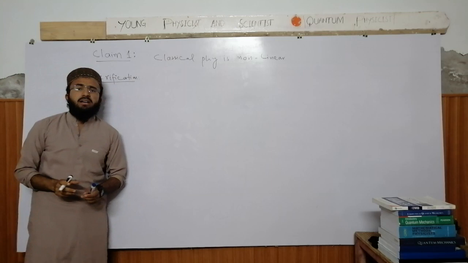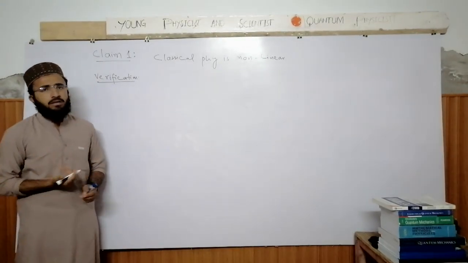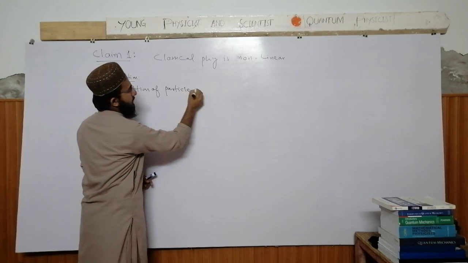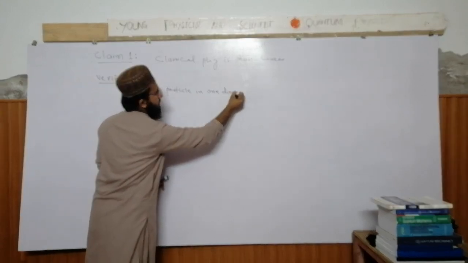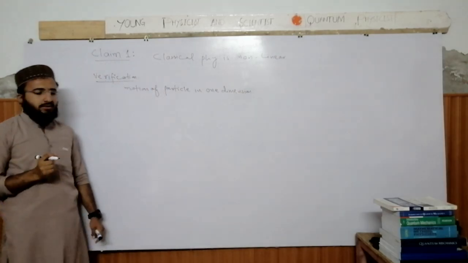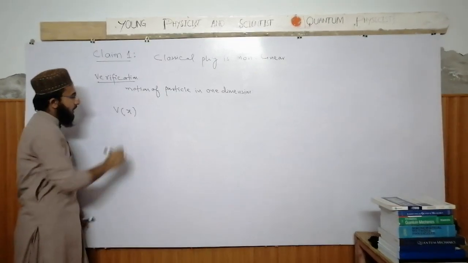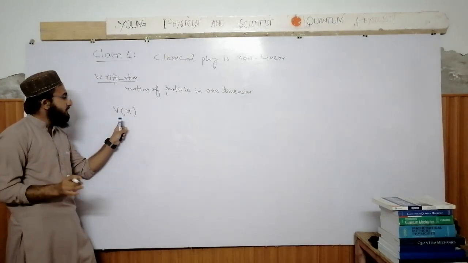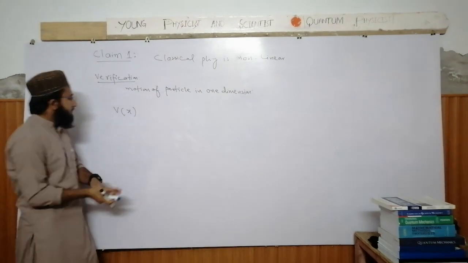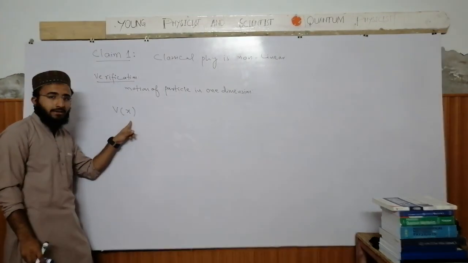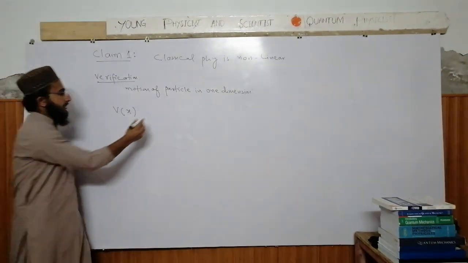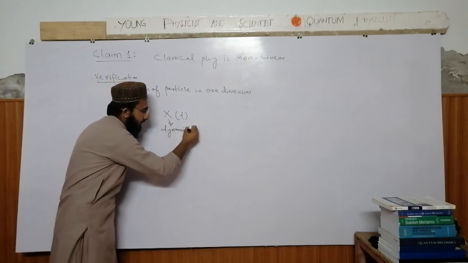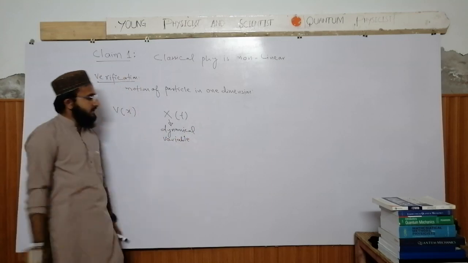So dear students, consider the case of a particle moving in one dimension. For example, we have the easiest case, V of x. What is V of x? This is a potential: the particle moves in one dimension under the influence of potential V of x. And then we have x of t, which is the dynamical variable, as I told you in the previous lectures.